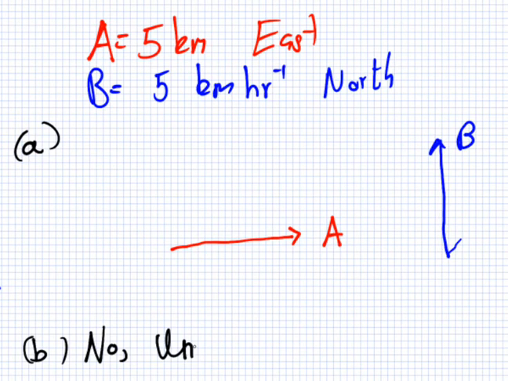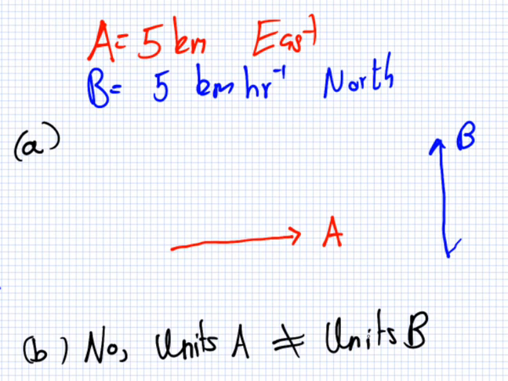Vector A is kilometers only, but vector B is speed. Does it matter? It does. Actually, that's part of the question. Yeah, so that isn't a mistake. They are different units.